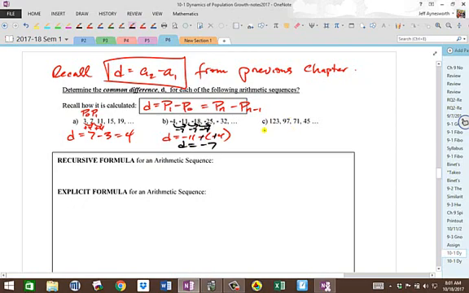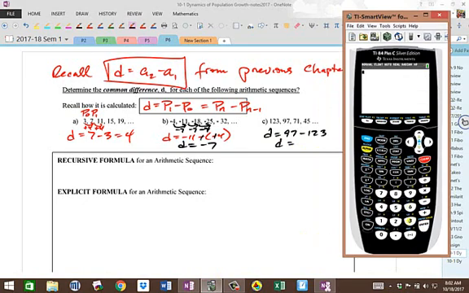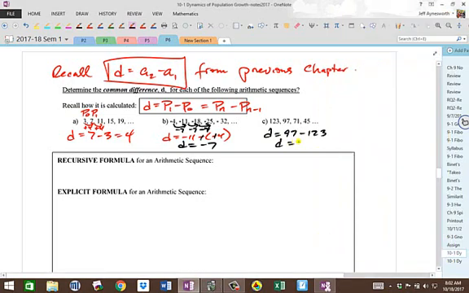On this one, d is equal to 97 minus 123. So d is equal to what? You either do it in your head or on your calculator. You take 97, subtract 123, and what do you get? Well, you get negative 26. Negative 26, and that's what you subtract to get to the next term. There's your constant difference right there.